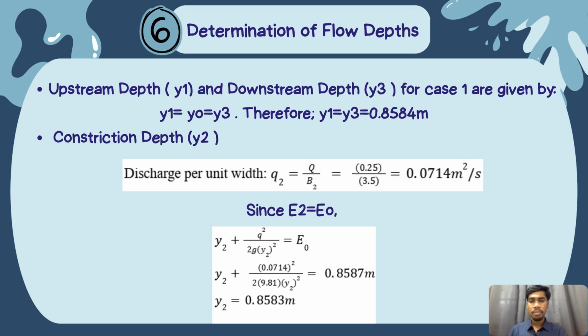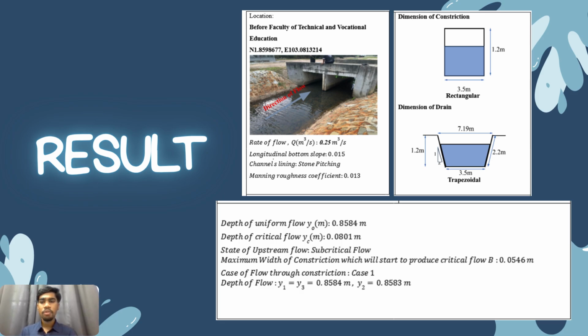For the flow depth determination, the upstream depth y1 and downstream depth y3 for case 1 are given by y1 equals yo equals y3. Therefore, the y1 and y3 value is 0.8584 meter. For the constricted depth y2, we need to calculate using the formula q2 equals Q over B2, which is 0.25 over 3.5. So the value of q is 0.0713 meter square per second. Since E2 equals EO, y2 plus q square over 2g y2 square equals EO. So the y2 value is 0.0583 meter.